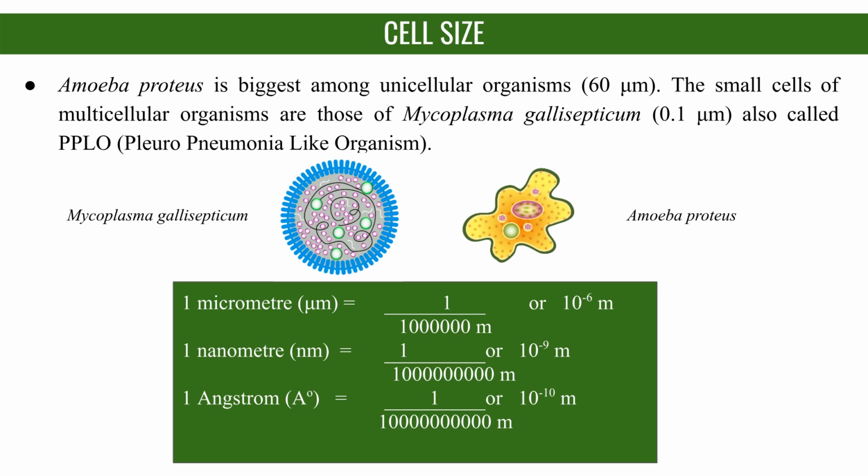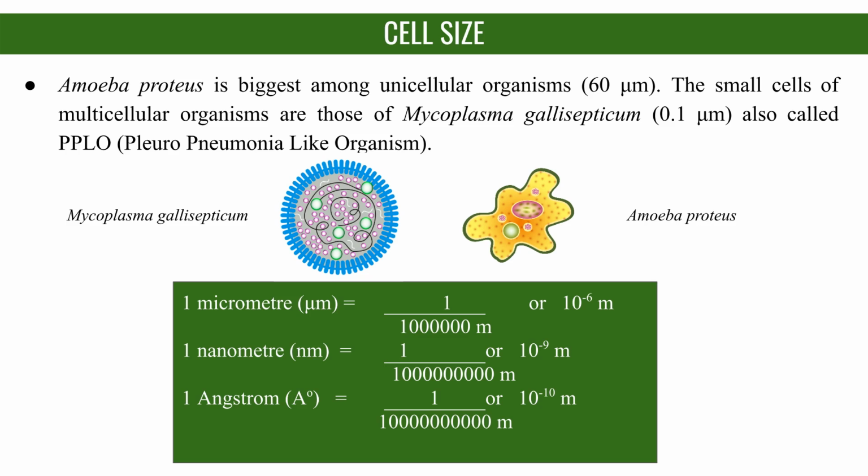Key unit conversions for cell size include 1 micrometer being 10 to the power of -6 meters, 1 nanometer being 10 to the power of -9 meters, and 1 angstrom being 10 to the power of -10 meters. Amoeba proteus is the largest unicellular organism at 60 micrometers, while Mycoplasma gallisepticum is among the smallest cells in multicellular organisms at 0.1 micrometer.